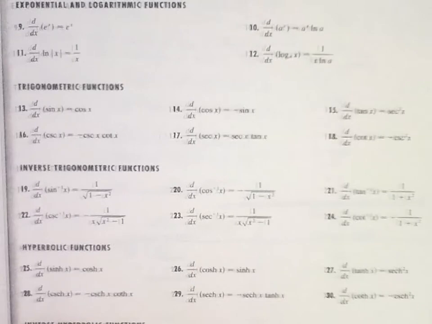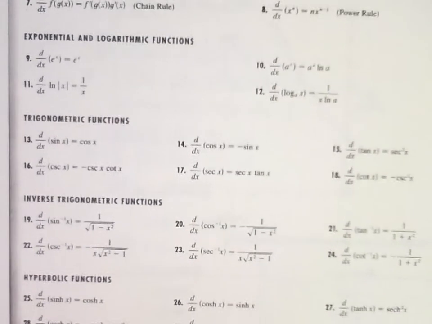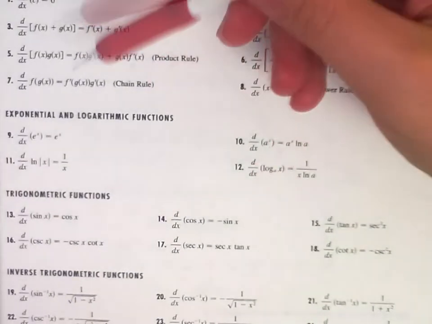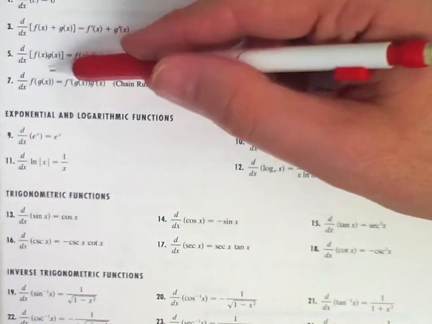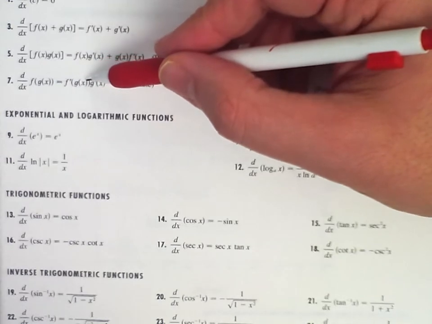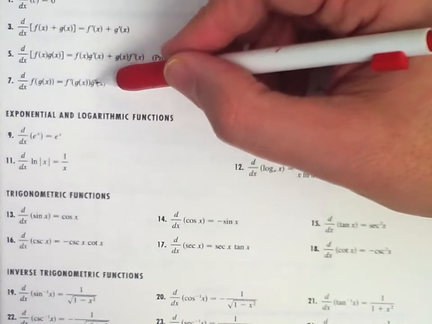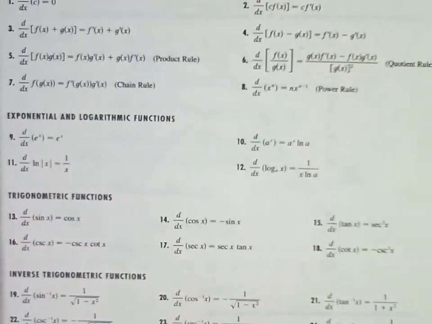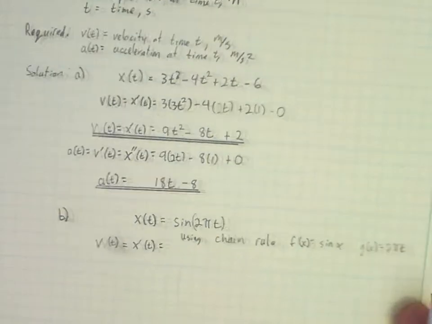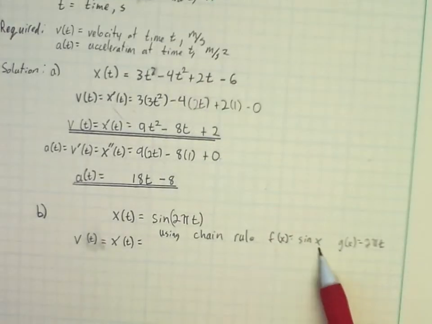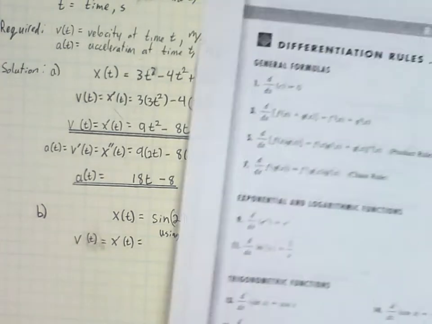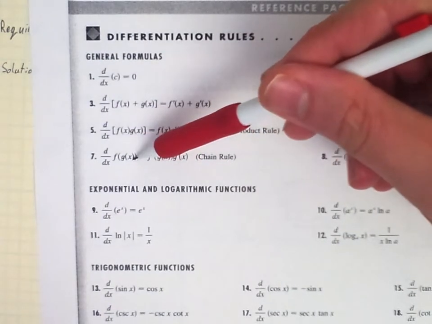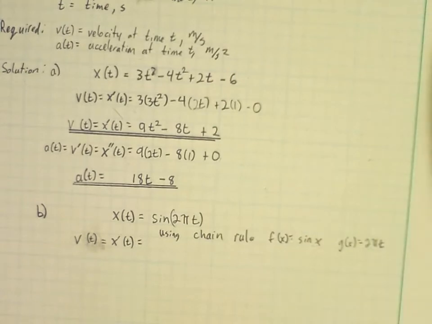And so the chain rule is something we haven't discussed yet. The chain rule says that if I have a function g inside a function f, then the derivative of that is the same as taking the derivative of the function times the derivative of what's inside. So let's see what that would look like. If I'm going to use the chain rule, then my outer function f of x would be the sine function, and my inner function would be g of x, because I've got a sine with 2 pi t inside of it.